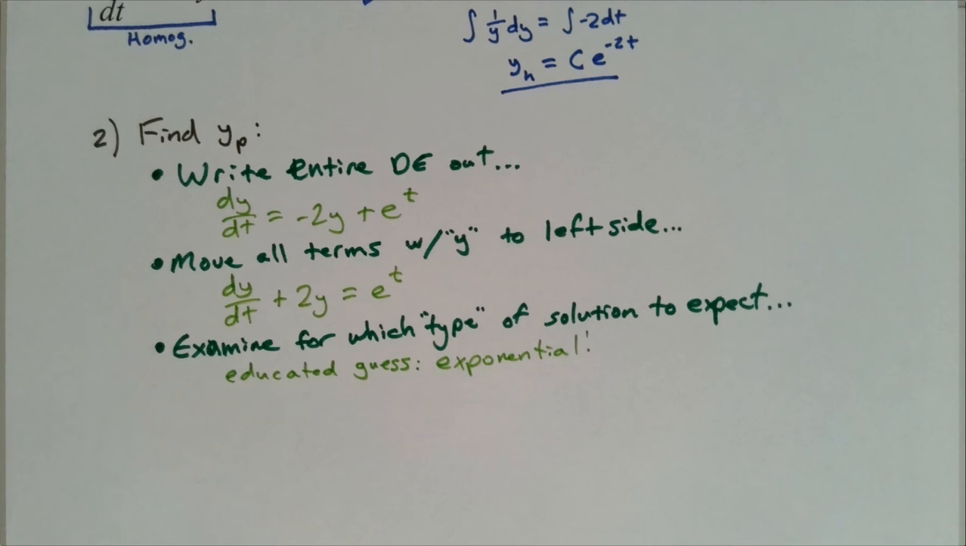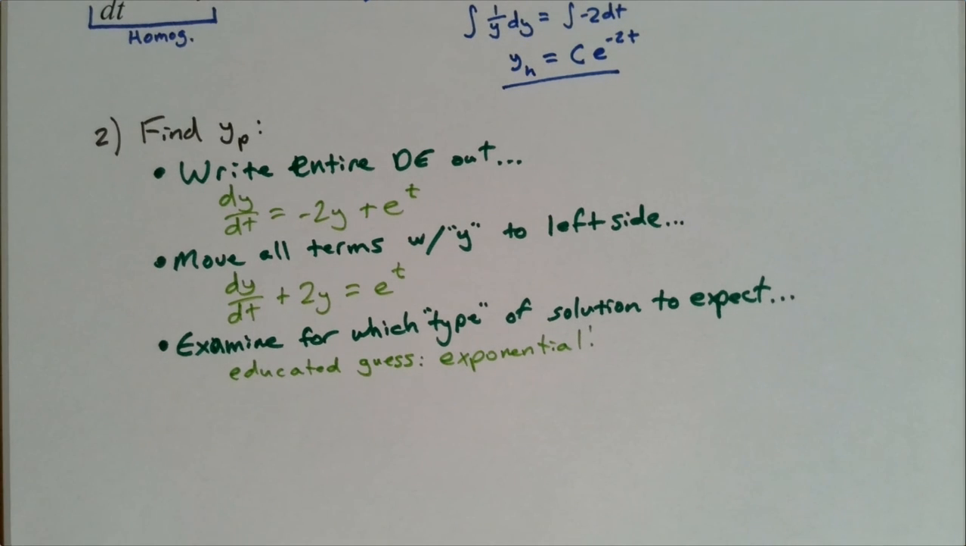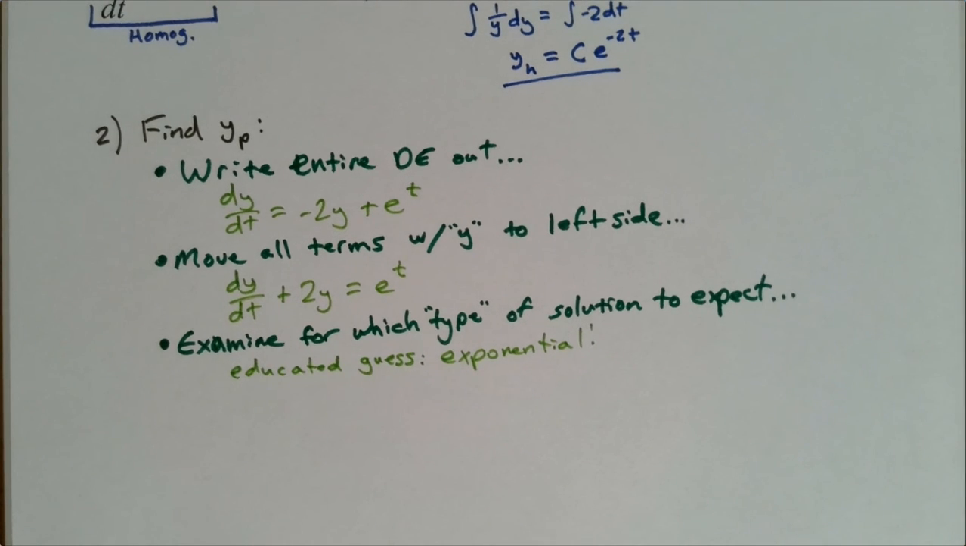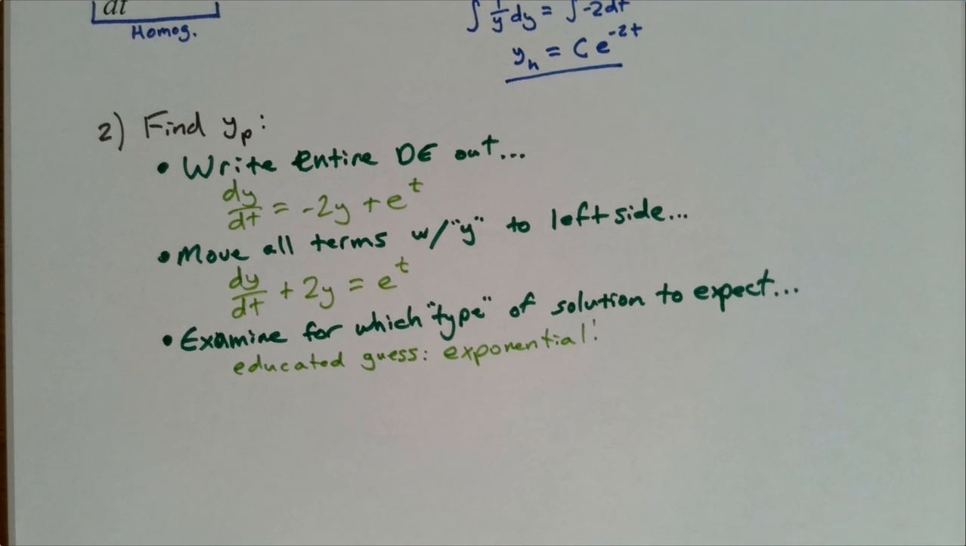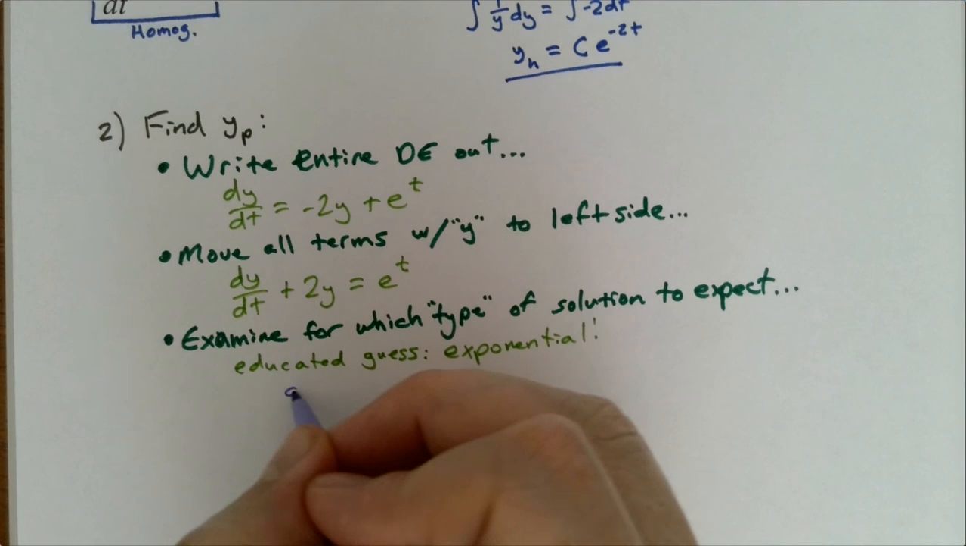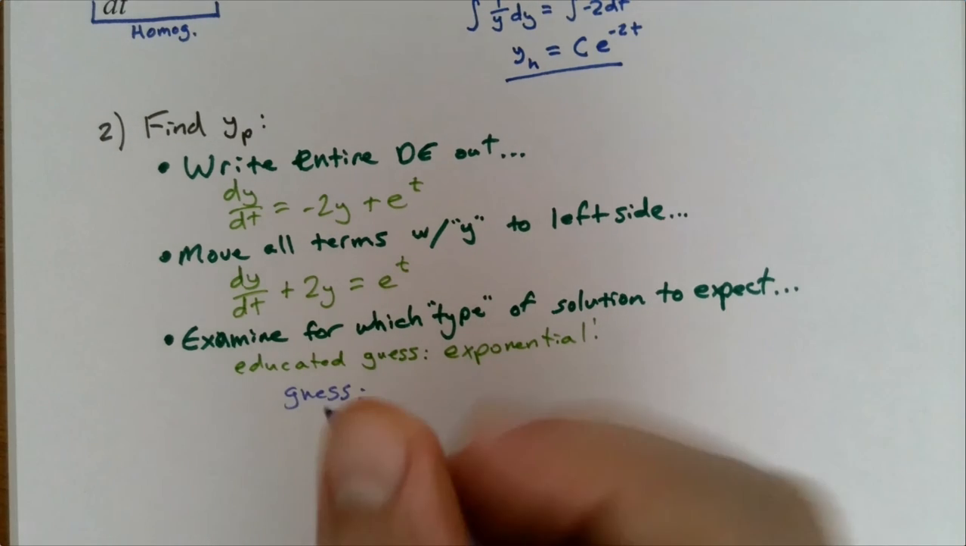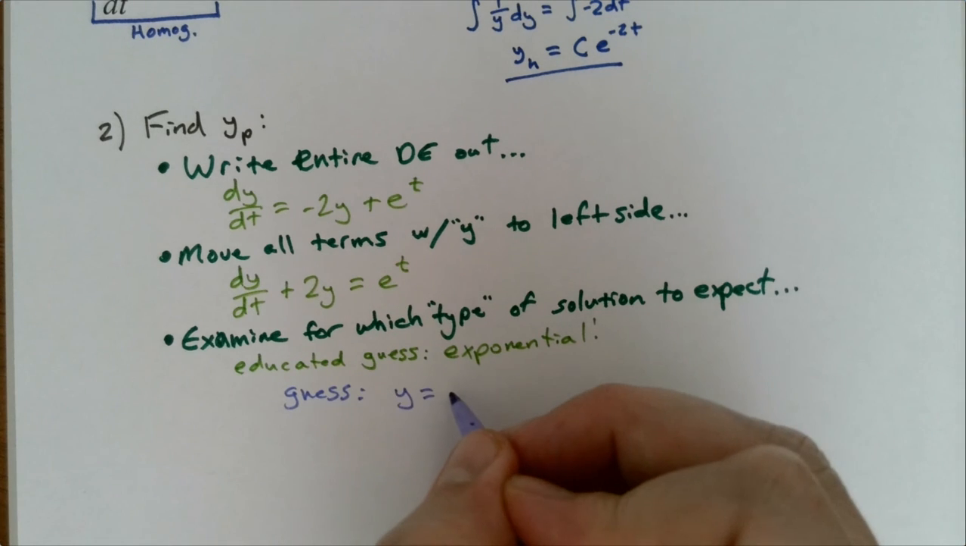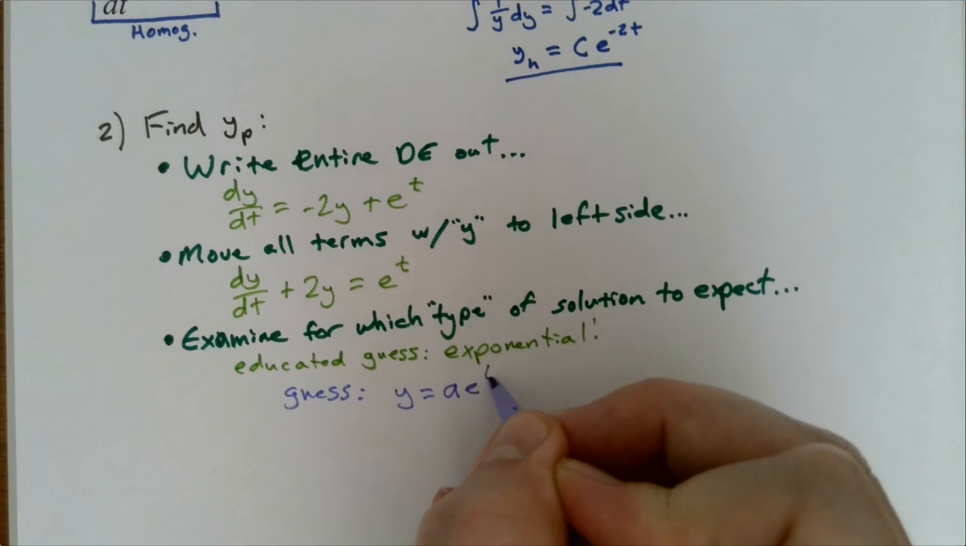So what is our guess? Let me find a different color here so it doesn't stand out entirely too differently. Oh, there it is. I'll do that one. So let's try a guess of something like y equals a e to the t.